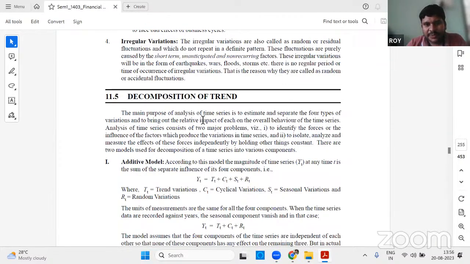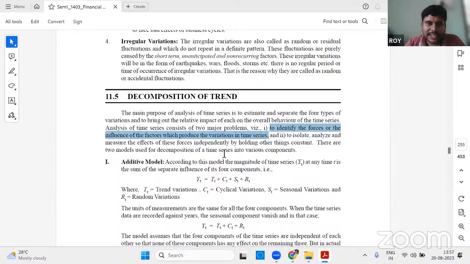Decomposition of the trend. The main purpose of the analysis is to estimate and separate the 4 types of variation and to bring out the relative impact of each on the overall behavior of the time series. Analysis of time series consists of 2 major problems: to identify the forces or the influence of the factors which produce the variation in the time series. This is one of the big problems. Is it only the season, or are there any other things which are forcing that particular change? Cannot tell.